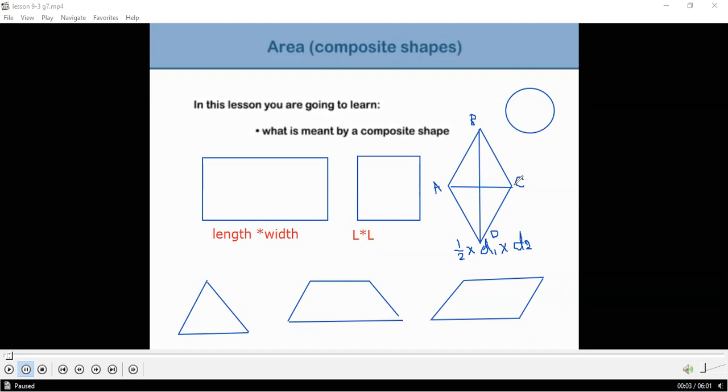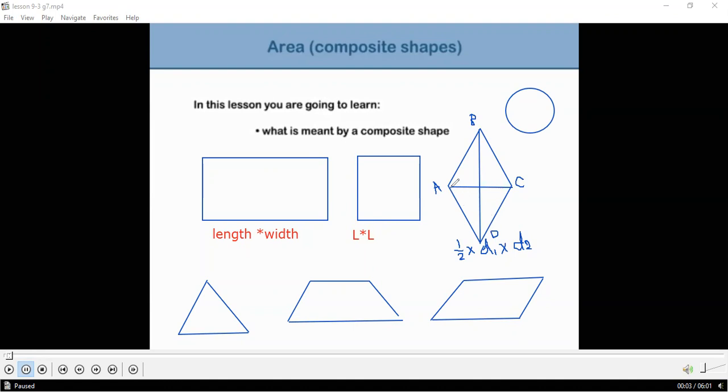A and C. I said that A and B means consecutive vertices, which means they come after each other. But A and C are non-consecutive vertices. So the line segment which connects two non-consecutive vertices is called a diagonal. Okay, so we have two diagonals. The first one is AC, the second one is BD, right?